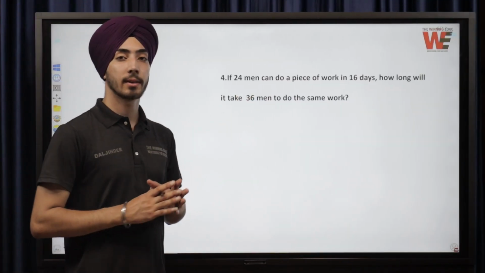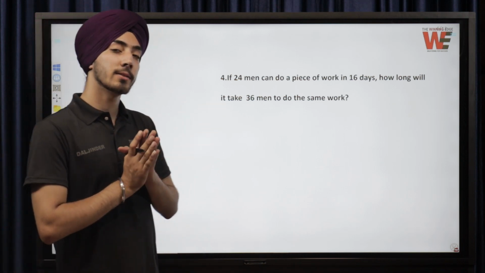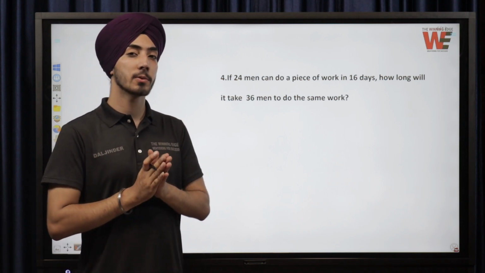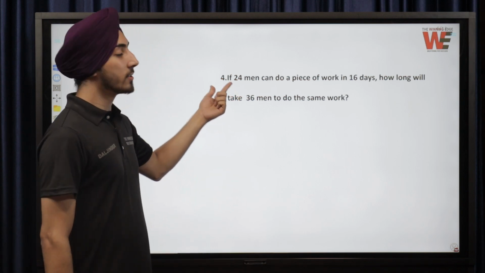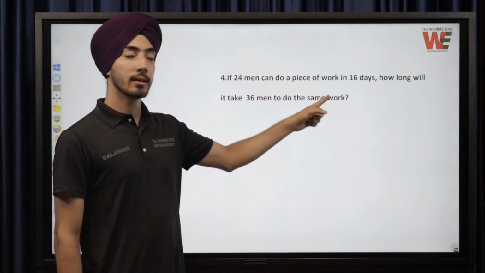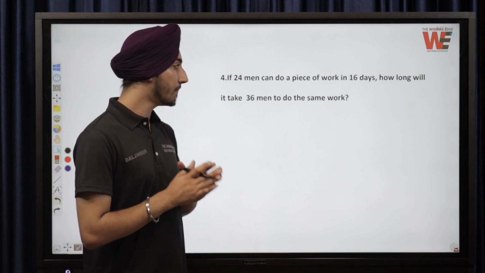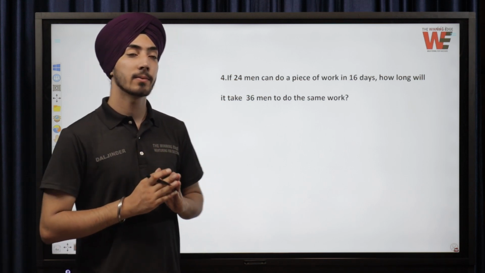Question number 4 on your screen. Let's understand this question. Question number 4 can be done by both ways, unitary method as well as ratio and proportion method. Now this is an exercise on ratio and proportion, so we'll do it only with the method of ratio proportion. Let's see what is the question. So the question says if 24 men can do a piece of work in 16 days, 24 लोग जो हैं वो 16 दिन में काम कर रहे हैं, okay? How long will it take 36 men to do the same work?